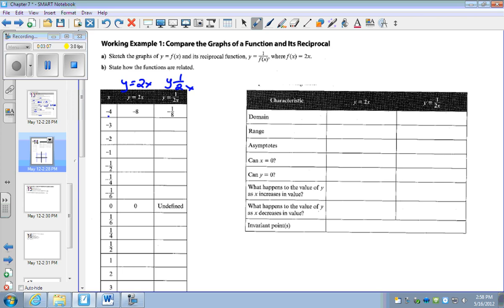Well, when we sub in -4, 2 times -4 is -8, and here we get -1/8. Let's try the next one. We have 2 times -3, which is going to give me -6. The reciprocal of -6 is -1/6. This would be -4, so we'd have -1/4. This would be -2. This would be -1/2. Here we would get -1. The reciprocal of -1 is just -1. This is an invariant point.